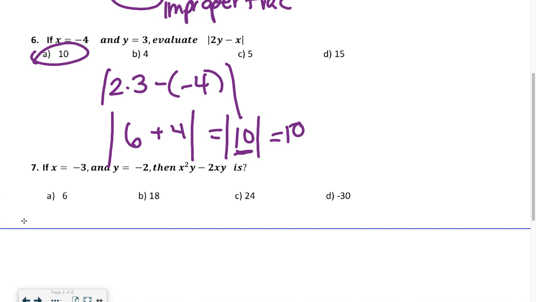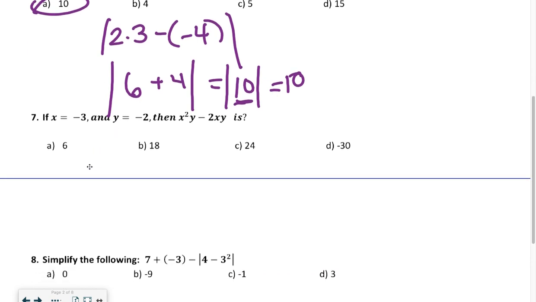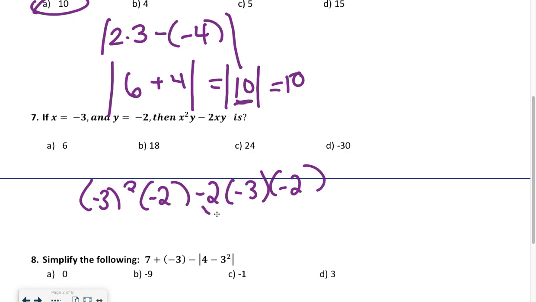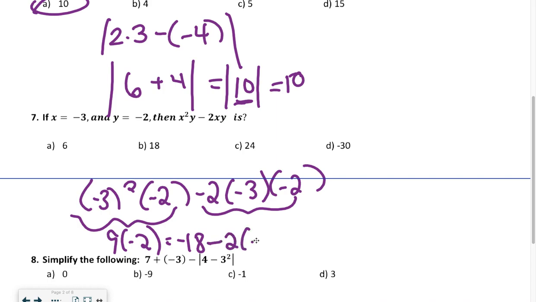Whenever you are substituting, it's always a good idea to use parentheses. So negative 3 squared times negative 2 minus 2 times negative 3 times negative 2. So I would do this piece and this piece separately and then make your combination. Negative 3 squared is going to be 9 times negative 2, which is negative 18. And then you have minus 2 times negative 3 times negative 2.